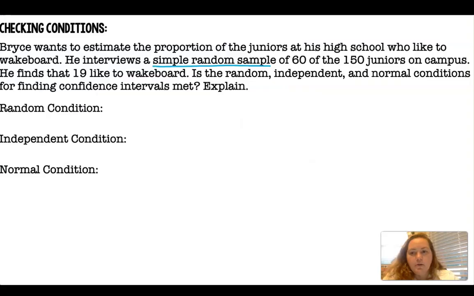All right, so checking conditions. Bryce wants to estimate the proportion of the juniors at his high school who like to wakeboard. He interviews a simple random sample of 60 of the 150 juniors on campus. He finds that 19 like to wakeboard. Are the random, independent, and normal conditions for finding confidence intervals met?